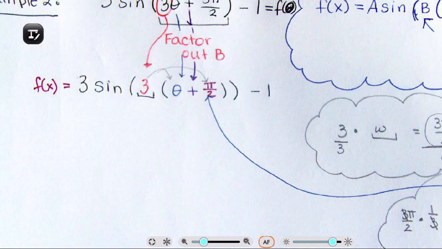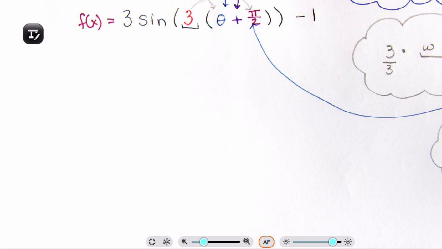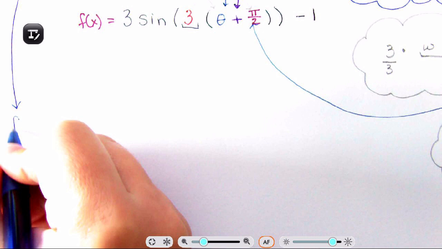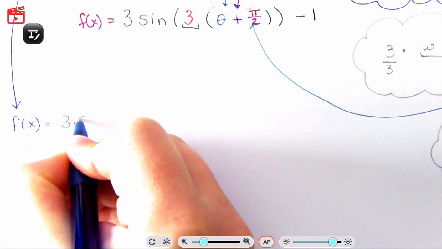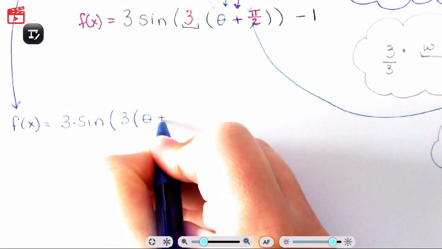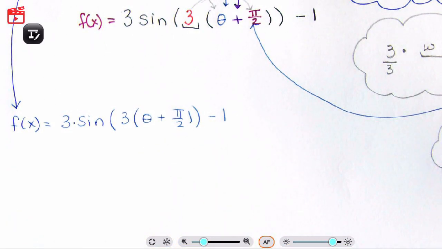Once you have factored out your b value, then you continue with all of the wonderful steps that we did in example number 1. So let's start. I'm going to shift this up, and I'm actually going to rewrite it without all my markings. It's just easier for me to see. So our example 2 now looks like f of x equal to 3 times sine of 3 times theta plus pi halves minus 1. I'm going to identify things right away. They might not be in the order listed on the steps, but we will identify everything.